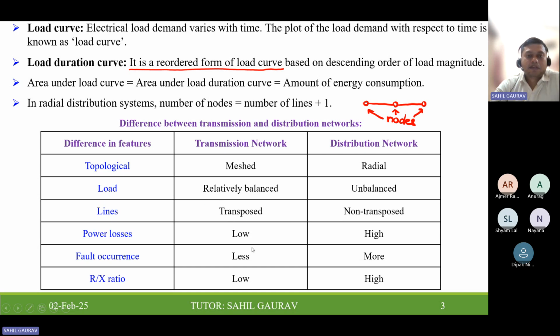And then in terms of power losses, we have low power loss in transmission networks, while high power loss in distribution networks, because in transmission networks we deliver the power at a higher voltage level, so the current is low, and then the power loss is also low. The fault occurrence is less in transmission, while in distribution networks fault occurrence is more. And the R by X ratio is lower in transmission networks while it is higher in distribution networks.